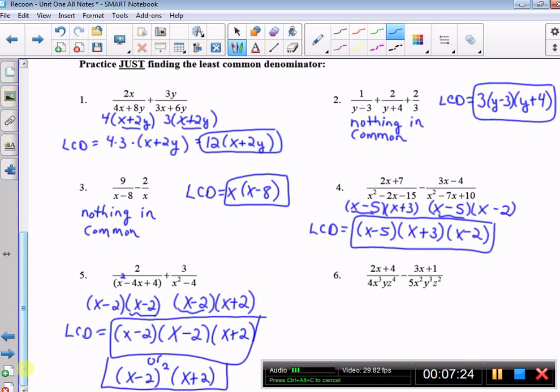That's fine also. Number 6, they have monomial denominators. So between the 4 and 5, they have nothing in common, so it's just the product of the uncommon values. So the LCD would be 20. And then look for the largest exponent power. So x cubed, y cubed, z to the 4th. All right, let's go to the next page.